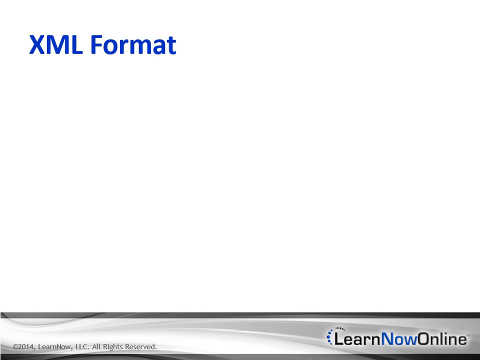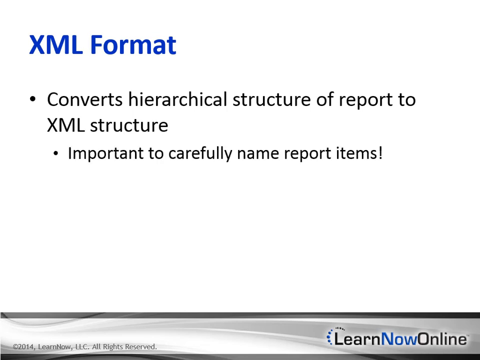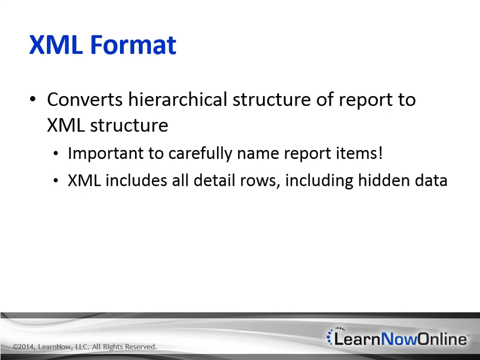The next data exchange format that I want to talk about is the XML format. A report exported as XML data essentially takes the hierarchical structure of the report and tags it with XML element tags. Here's one place where it's important to carefully name all of the items in your report, because those item names become the names of the XML elements. Leaving a text box with the default text box 37 as its name is not going to produce useful XML. The XML file will contain all detail rows from the report, including hidden data if it's viewable in the HTML version of the report.